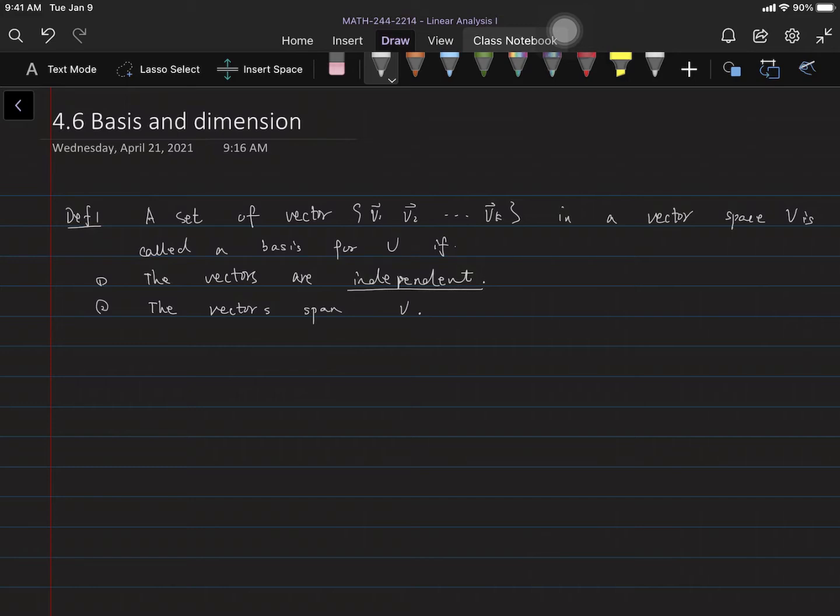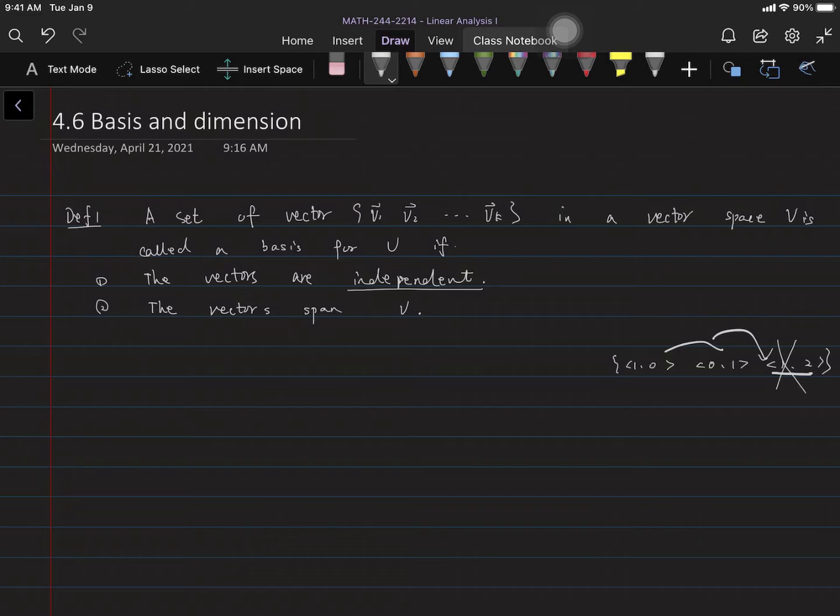Independent means they cannot have any relationship. So this set should be the minimal set. We don't want to have a kind of duplicate. For example, we don't want to have this kind of set, because (1, 2) can be expressed by a linear combination of those two, right? In that case, you can see they are dependent, so we don't want this kind of thing. We only have the easiest set. So firstly, independent. Second, the vectors span V.